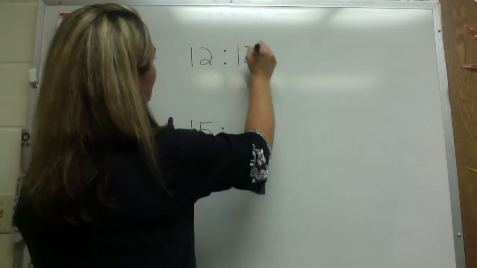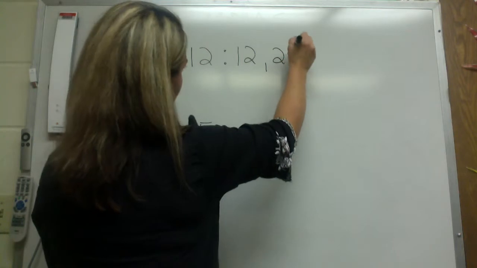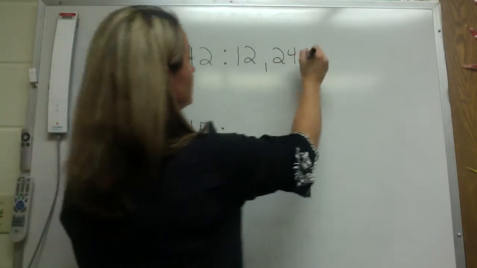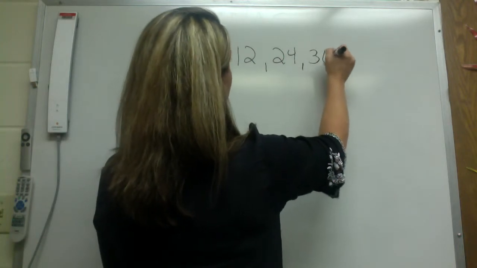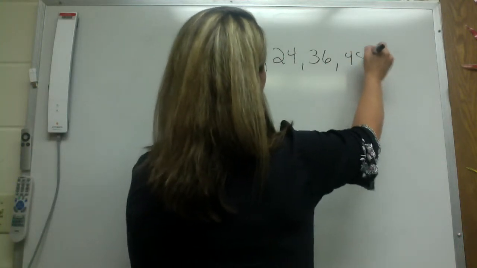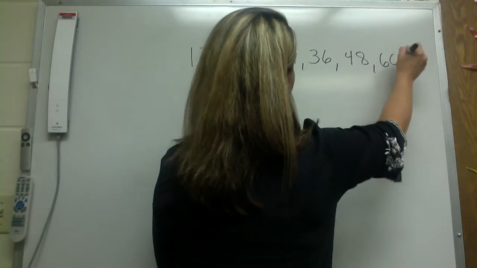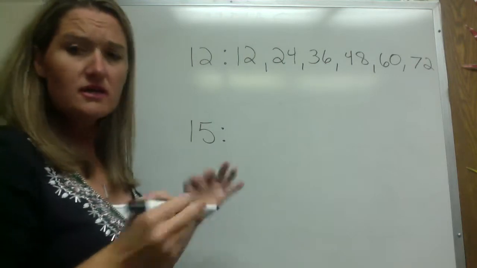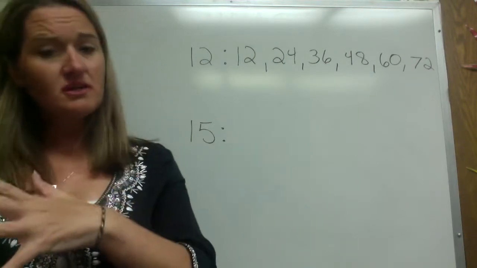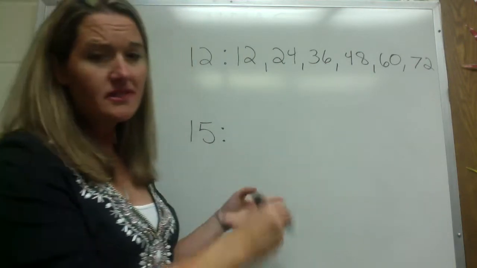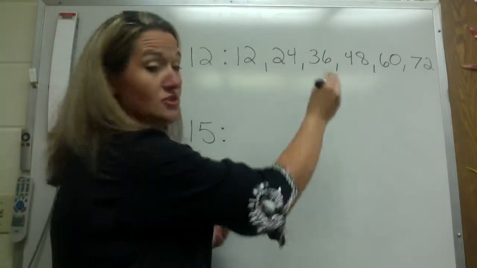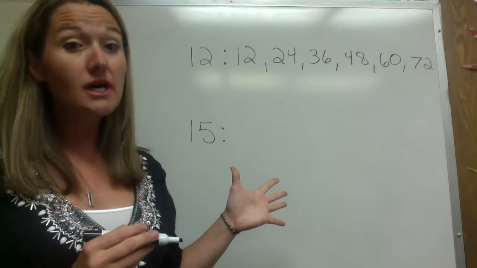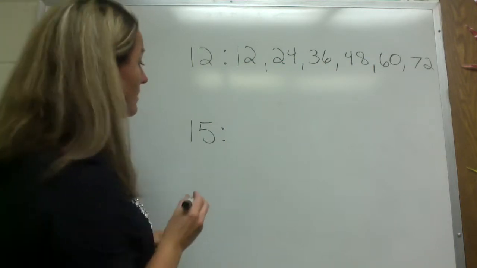So 12, 24, again, I'm listing all of the numbers that 12 is a factor of. 36, 48, 60, 72. I'm going to stop there now. I usually stop after I come up with several, then I look at the lists and if I haven't made any matches, I continue on until I make a match. Sometimes using the multiple method, you have to list a lot of numbers before you can find the right one. All right, so 15.